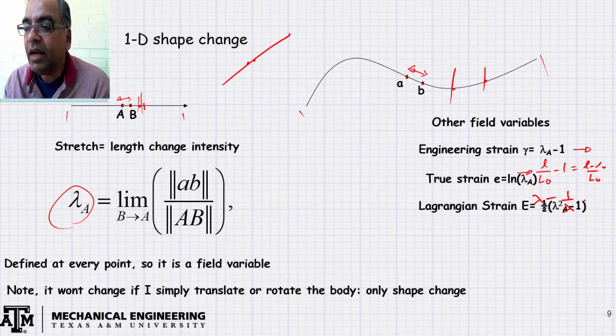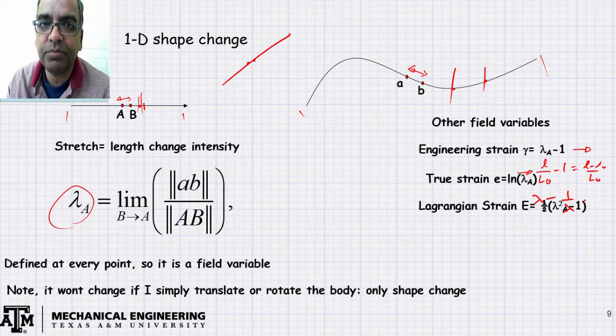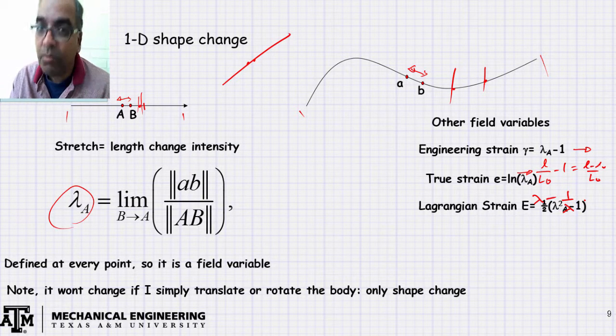The most convenient one is this Lagrangian strain, which is half of lambda squared minus 1. So why half, why minus 1? Don't ask me those questions. You can divide it by anything. You can do 1 over 10 times lambda to the 10 minus 1 if that's what works for you. But engineering strain, please remember, is convenient.